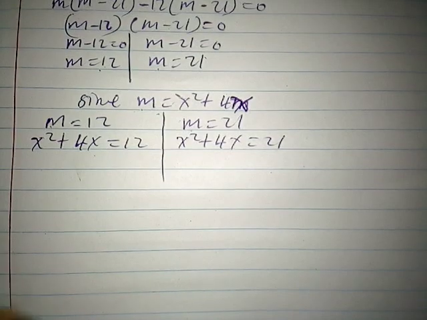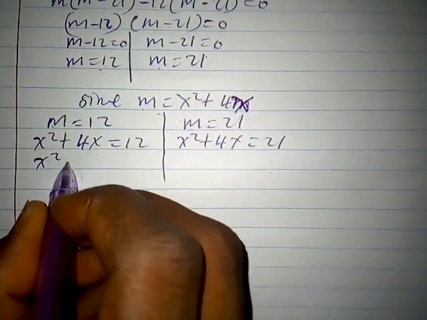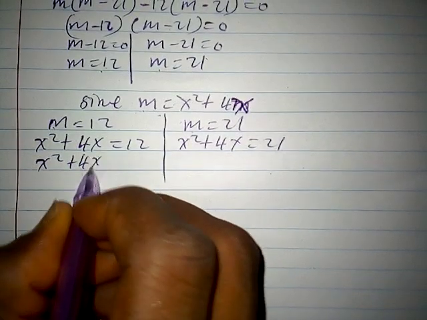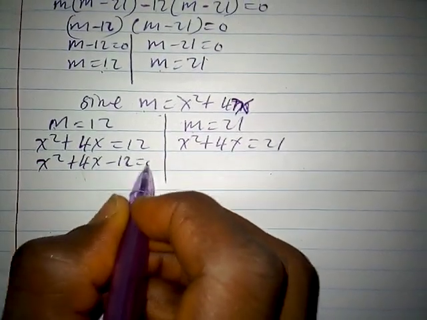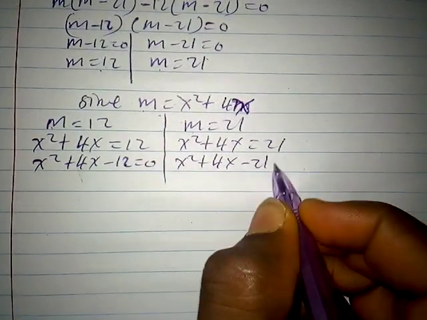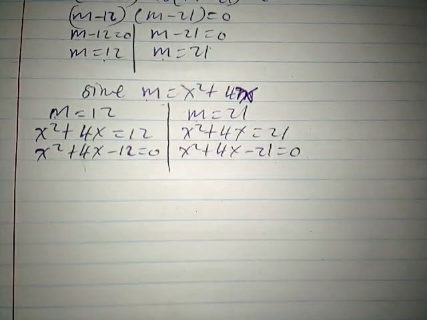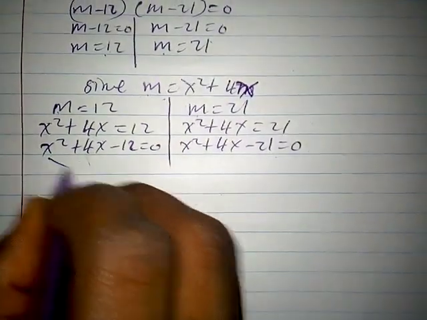What's next? We have arrived at the quadratic equation. We set the quadratic equation. X squared plus 4x minus 12 equals to 0. X squared plus 4x minus 21 equals to 0. You see? Now let's solve the quadratic equation, each one after the other.